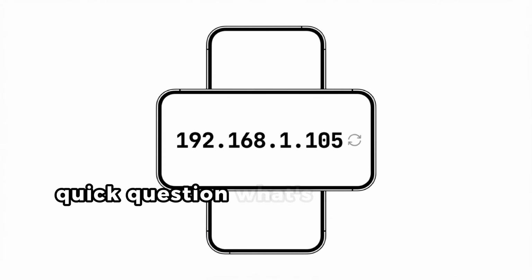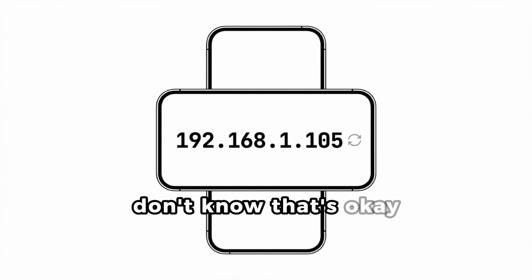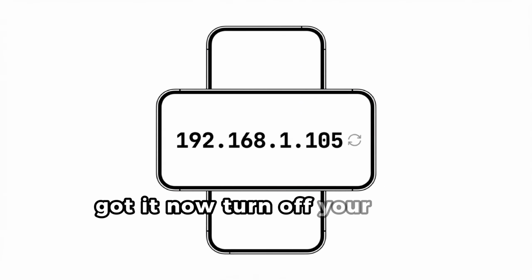Quick question. What's your phone's IP address right now? Don't know? That's okay. Pull it up real quick. Go to Settings, Network, find that IP address. Got it? Now turn off your Wi-Fi.